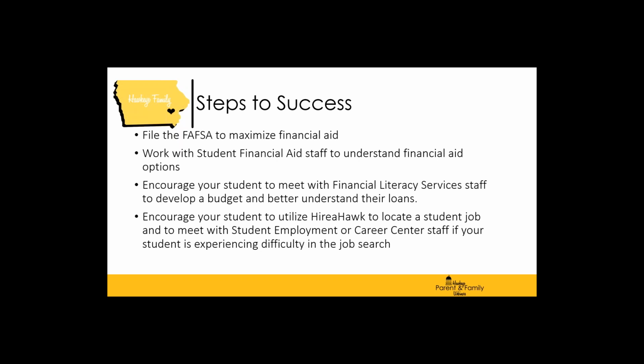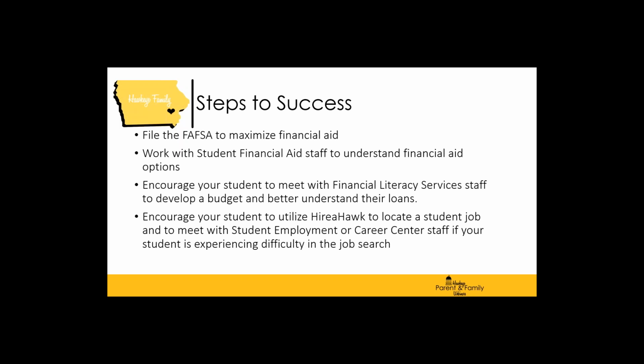So the first thing that you can do to help your student prepare for success is to file that FAFSA to maximize their financial aid. The next thing you can do is to make sure to work with student financial aid staff if you have questions, to make sure that you understand the application process and understand the aid options. The office also employs financial literacy services specialists, and your student can meet with those staff members in order to help develop a budget and better understand their loans.